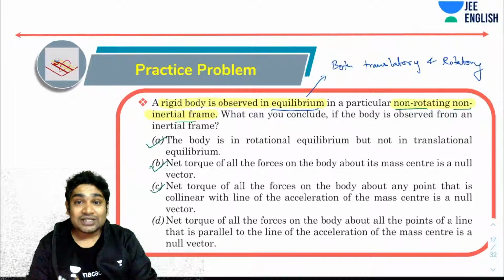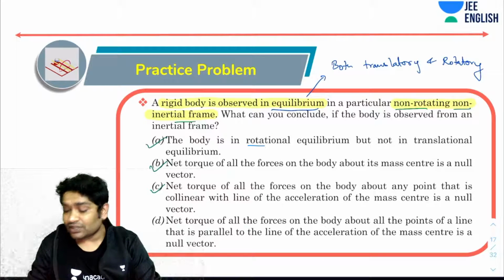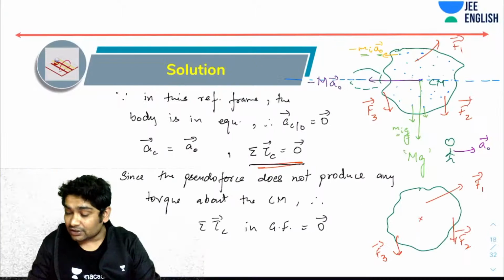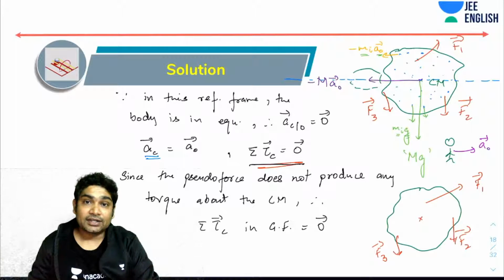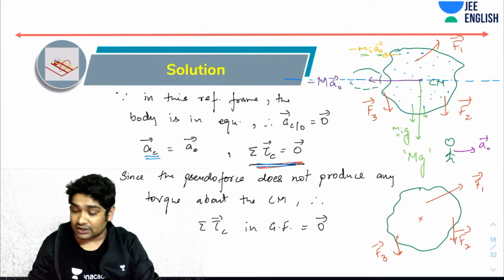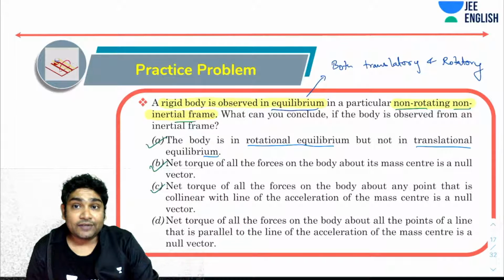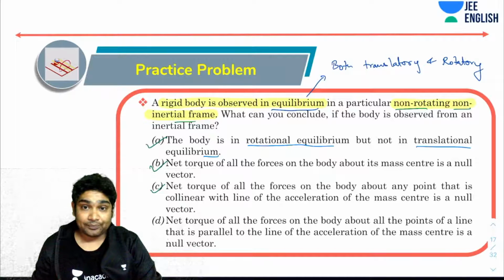What does option A say? Option A says that the body is in rotational equilibrium but not in translatory equilibrium, which is correct because the body has an acceleration with respect to ground. In the inertial frame, the center of mass has an acceleration, so obviously there is no translatory equilibrium, but because of this, there is rotatory equilibrium. So this is correct. The second option says that the net torque of all the forces on the body about its center of mass is a nil vector, which is also correct.